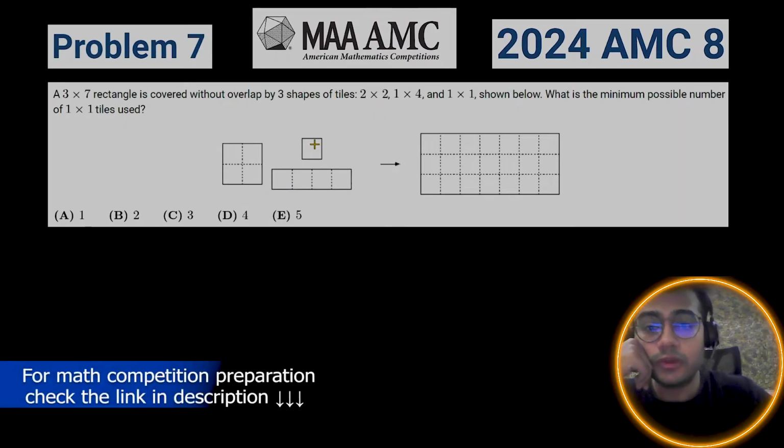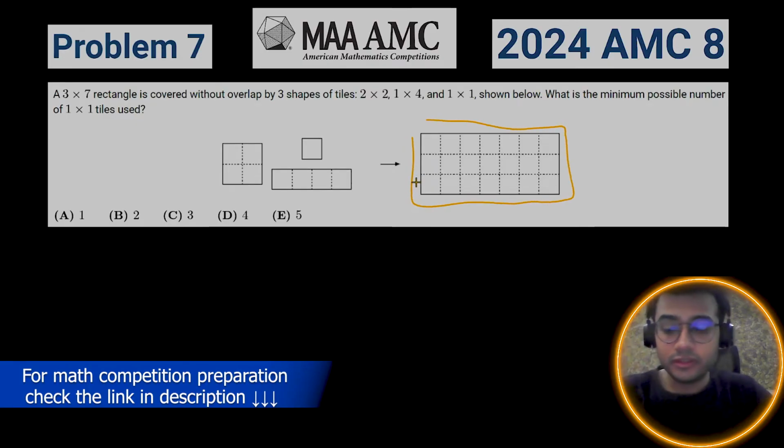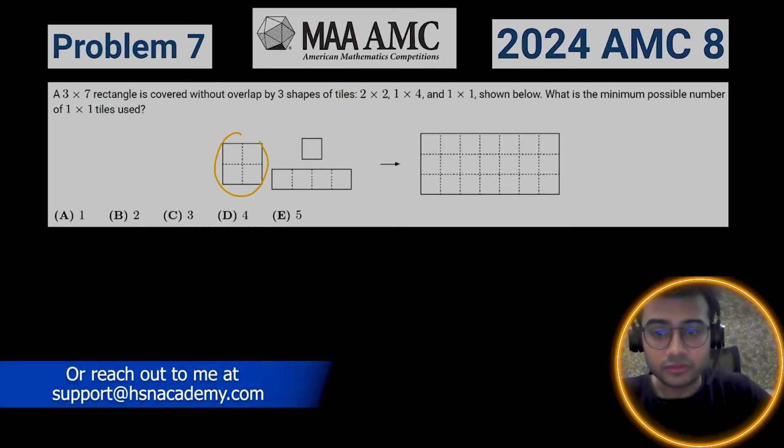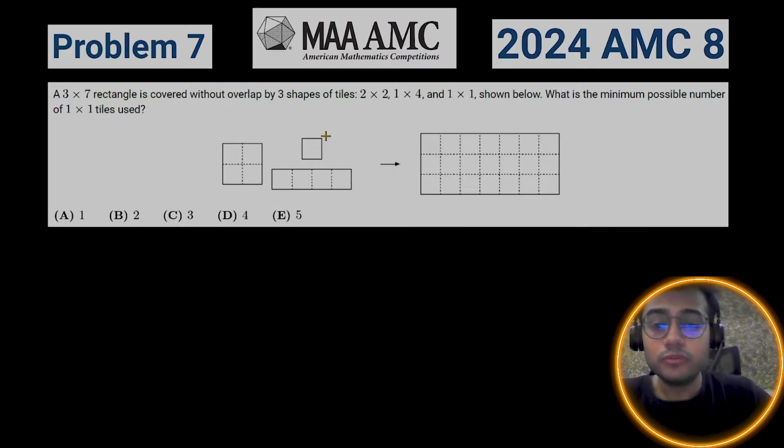Okay, so in this problem, they want us to cover this 3 by 7 tiling with these tiles: this 2 by 2 tile, this 4 by 1 tile, and this 1 by 1 tile. But they want us to minimize the 1 by 1 tiles, so let's try to use as many 4 by 1 and 2 by 2 tiles as possible to cover this 3 by 7 rectangle.